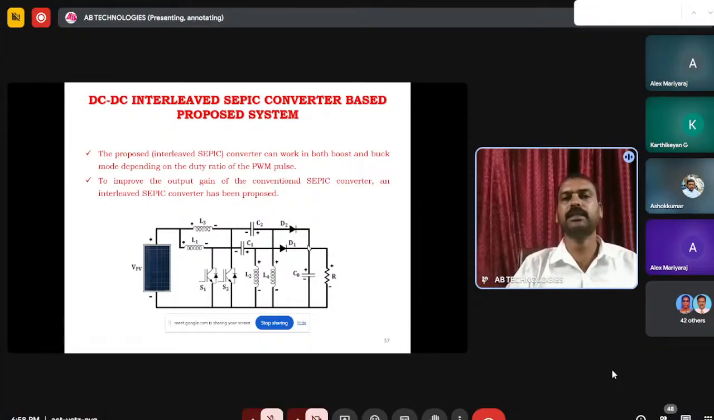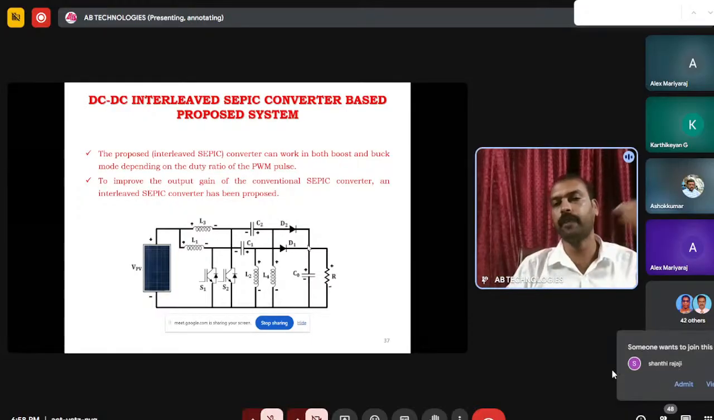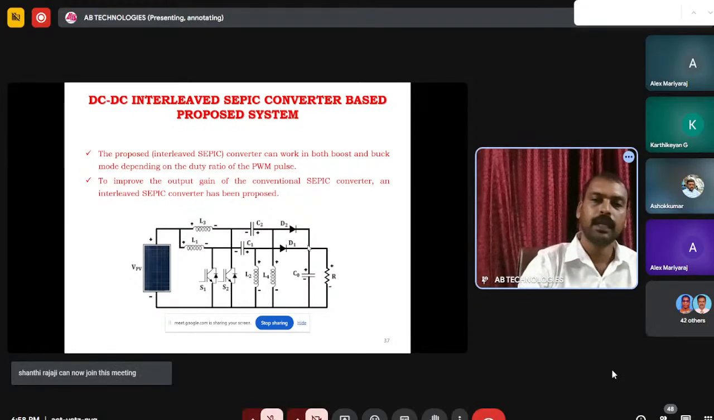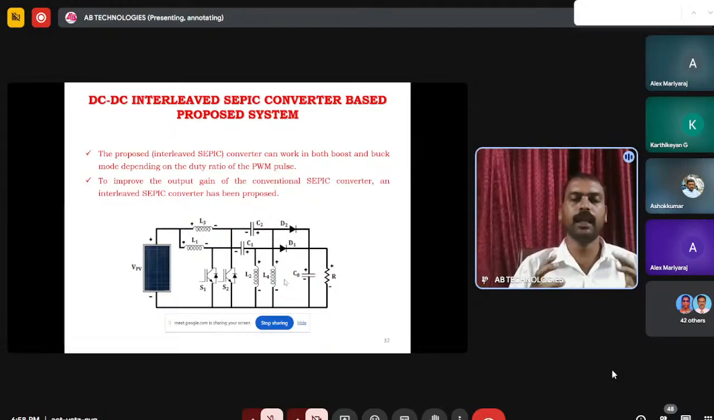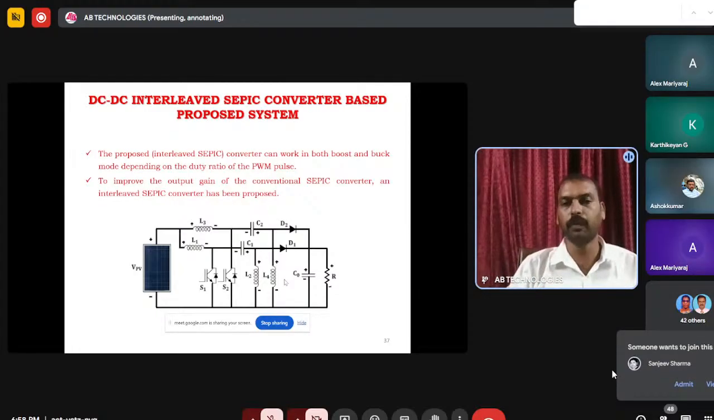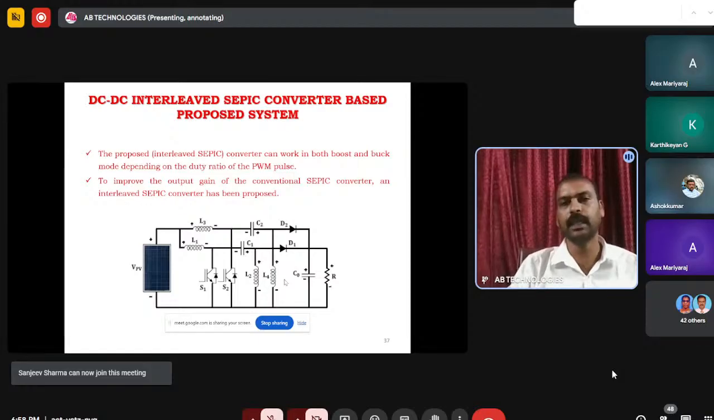What does SEPI mean? Single-ended primary inductor converter. This interleaved SEPI converter can work under two modes: either two individual SEPI converters, as well as on the output side, you add these two voltages with the help of the C0 capacitor. During the daytime, you can fix the mode of operation: either S1 should work, or S2 should work, or cumulatively S1 as well as S2 should work. Depending on your load requirement and voltage requirement, you can fix the mode of operation.